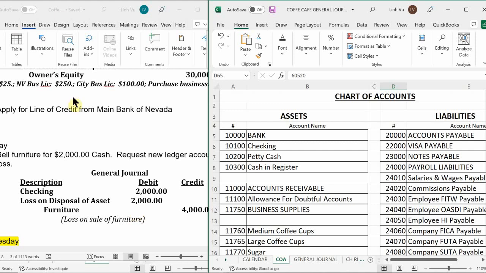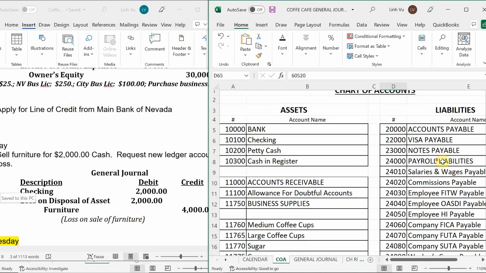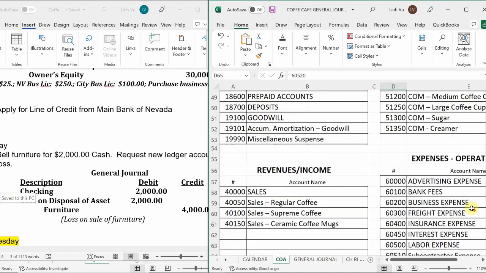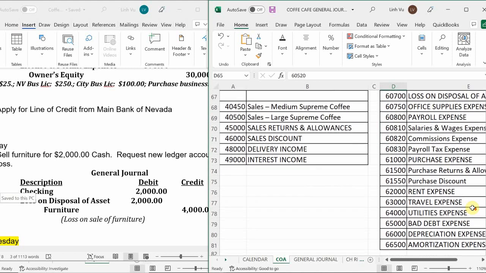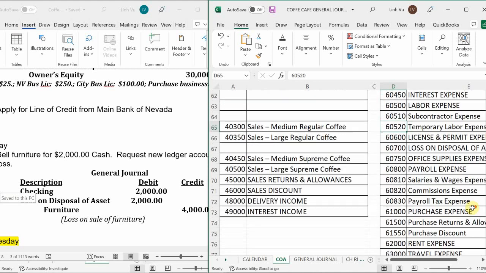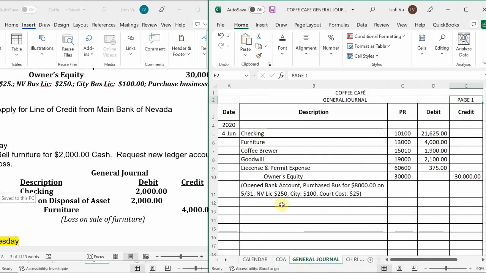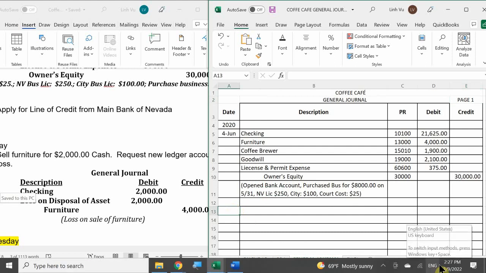So there you go, chart of accounts. We have my checking account. Now, I already have my furniture account. It was $13,000. Now, do I actually have an account called loss on disposal of asset? Yes, you do. You have it for $6,700. Right? So now let's go ahead and journalize our transactions here because now we know exactly what we have to do. So June 4th, right?